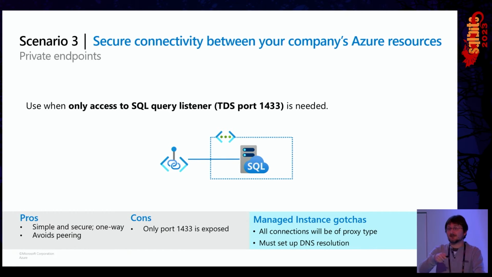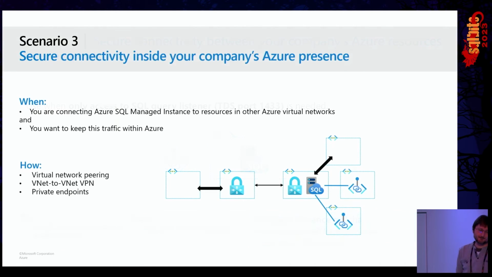All connections similar to the public endpoint will be of proxy type, and you also need to set up DNS resolution. Again, I'm not at liberty to say if this is forever or not, but for now, you have to set up DNS resolution because connecting to a private endpoint or a public endpoint or any kind of endpoint by using its IP address will fail to send sufficient information to the virtual cluster, and the connection will not be routed properly. So always include the full host name and the domain name of the instance in your SQL connection strings. That way, you will connect.